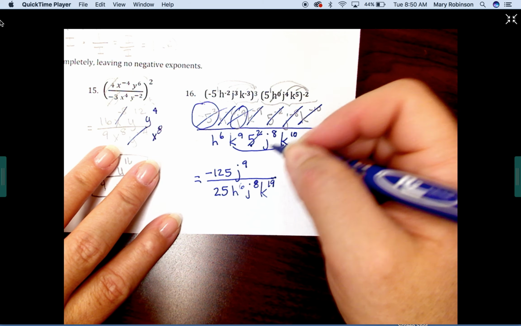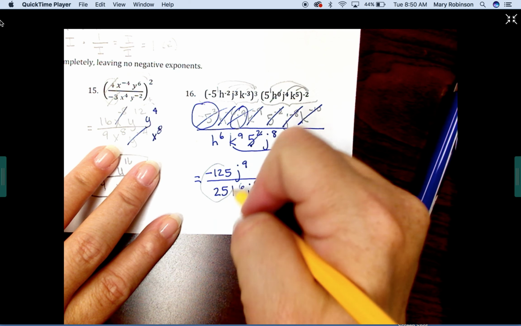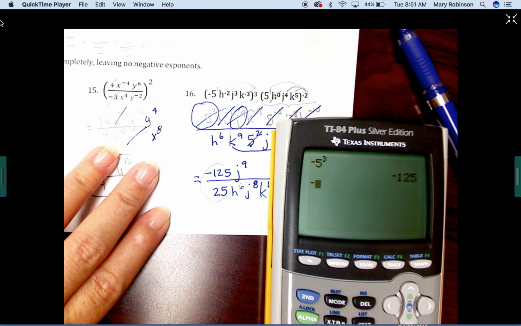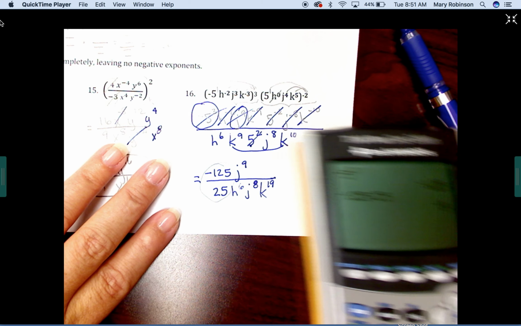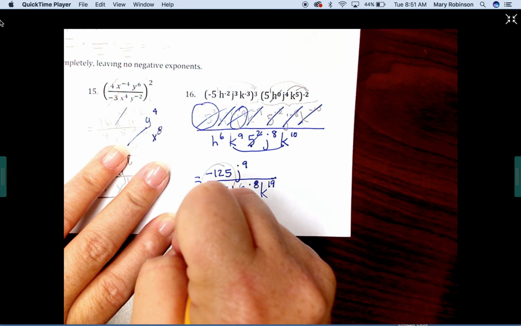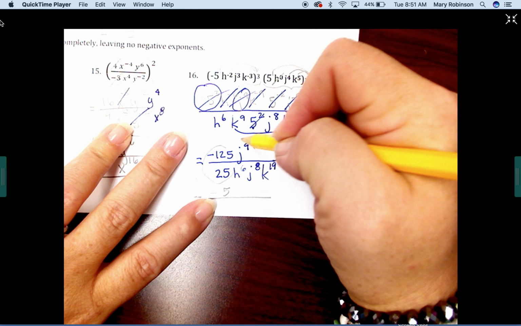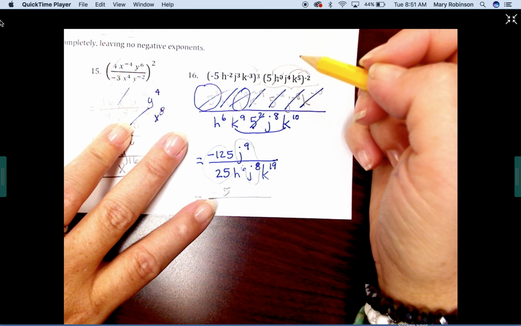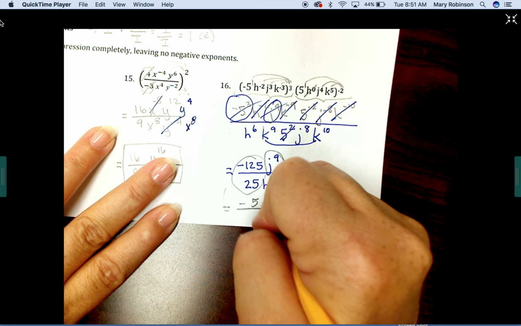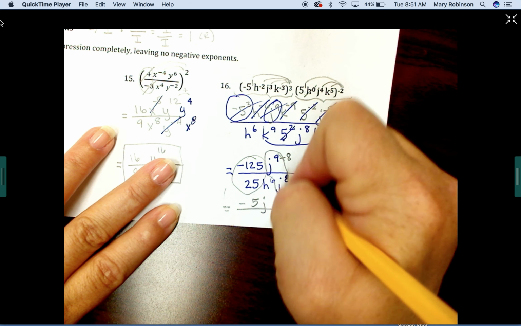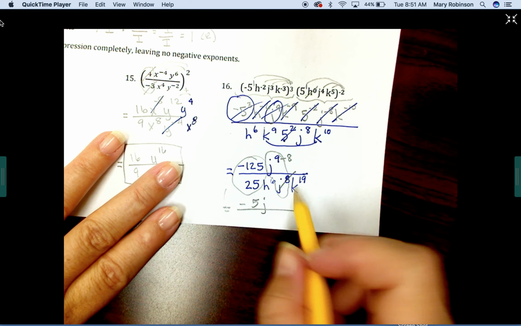When I take a look at this, I recognize that both these numbers end in 5, meaning I should be able to reduce. So I'm going to use my calculator and type in -125 divided by 25, and I get -5. Again, if we get an integer, it goes in our numerator. Now I have J's in my numerator and denominator. I need to use my quotient property. My exponent is larger up top, so it stays up top, and I subtract 8 J's. So that means I have 1 left. So -5J will be my numerator.